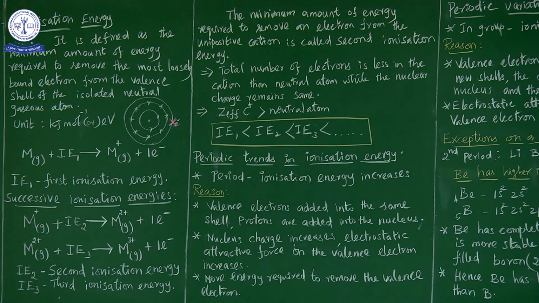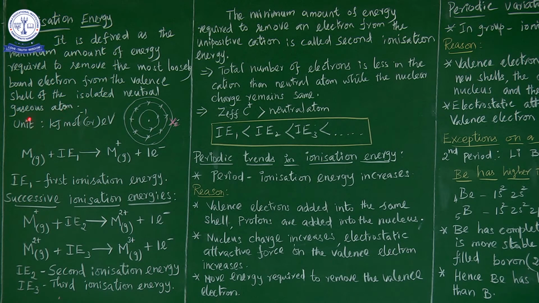Ionization energy is defined as the minimum amount of energy required to remove the most loosely bounded electron from the valence shell of the isolated neutral gaseous atom, because most of the elements occur in diatomic molecules, not in the monoatomic form. It always exists in molecule format, so we cannot calculate individually. So to calculate the ionization energy, we assumed the isolated neutral gaseous atom. That means the atom is separated from the molecule.